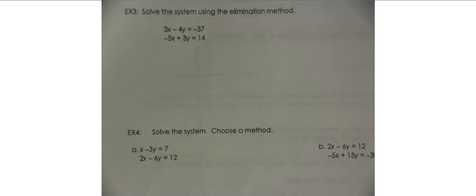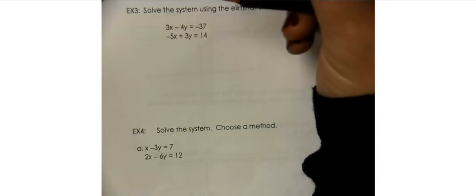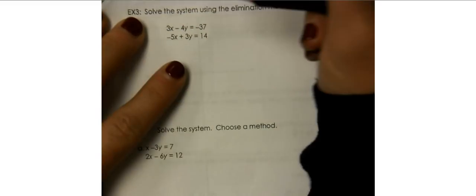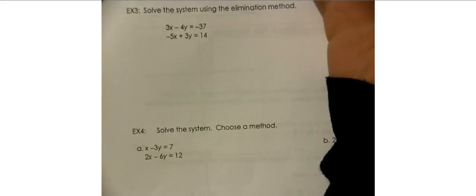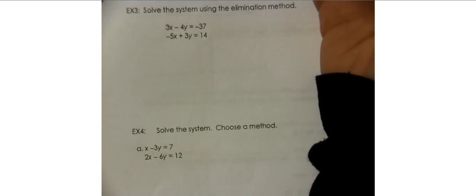So looking at this system, the first thing I need to do is have my coefficients be the same number. And what I've noticed is that 3 and 5, they're not related. And 4 and 3, they're not related. So that tells me that I'm going to have to manipulate both equations. And so therefore, it's just my choice, whichever variable I want to eliminate. I'm open to eliminating either of them.